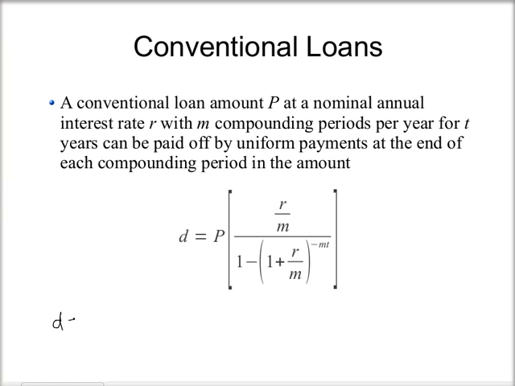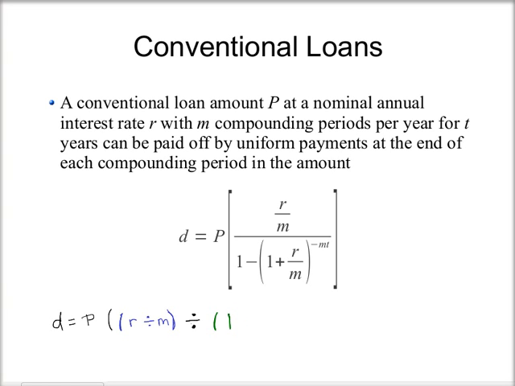So D is going to be equal to P parentheses, and then I'm going to use different colors for the inner parentheses here. So for the top part of my fraction, I'm going to have R divided by M inside its own set of parentheses. And then that's going to be divided by the bottom part of the fraction, which is also going to be in parentheses, and I'll put that in green.